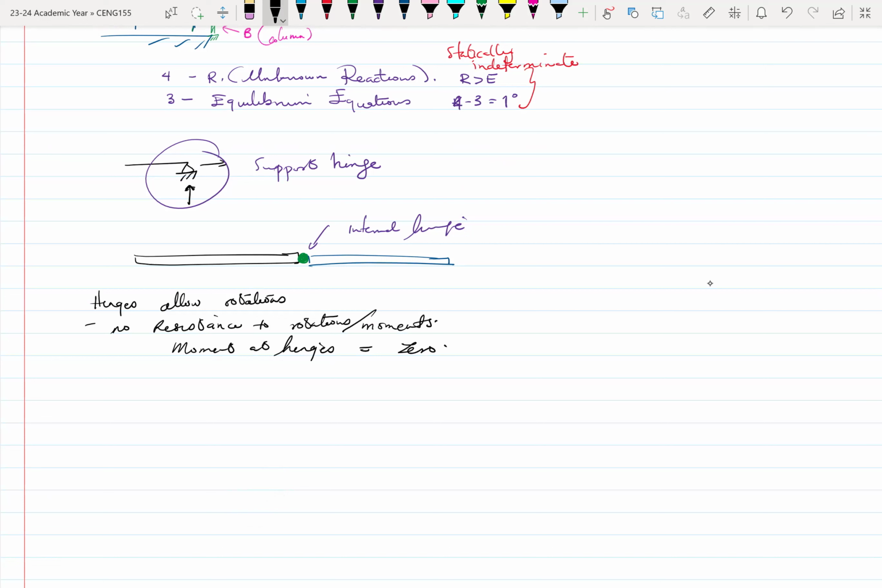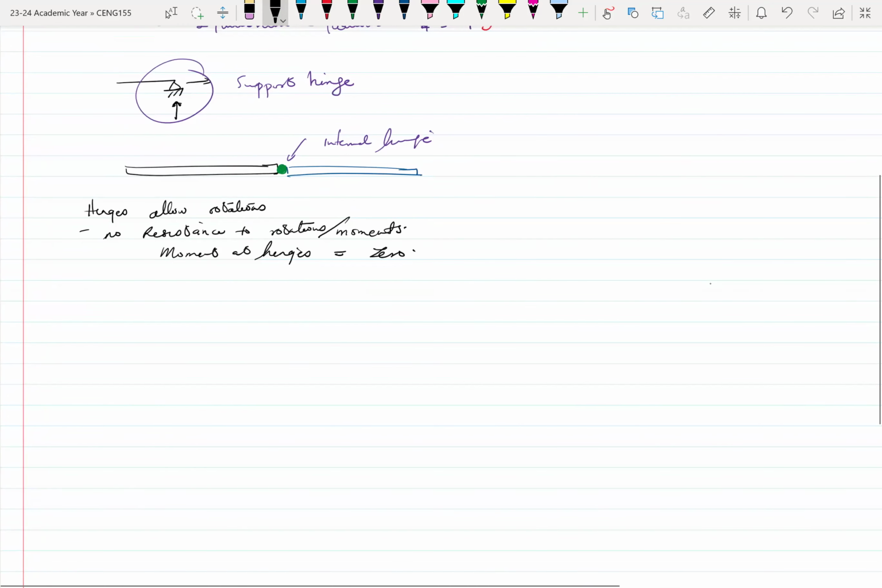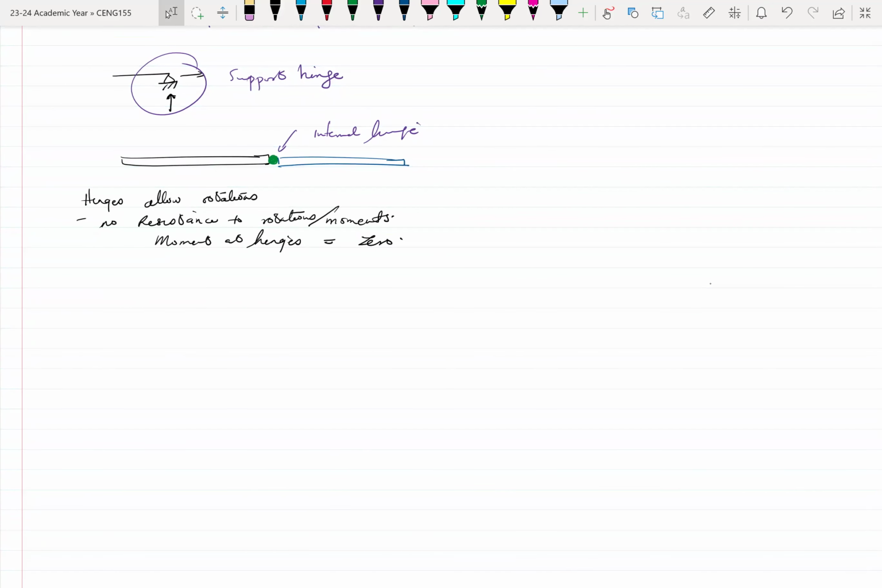We have already discussed that. If you're looking at the support hinge, you would realize that when you are drawing the moment diagram, as long as there are support hinges at the ends of the beam, it gives you a 0 moment value. So that's something to take note of. In the same way, whether it's an internal hinge or an end support hinge, the moment at those points would be 0.